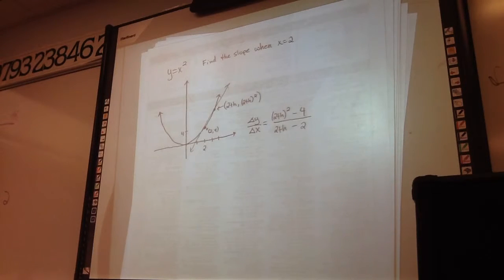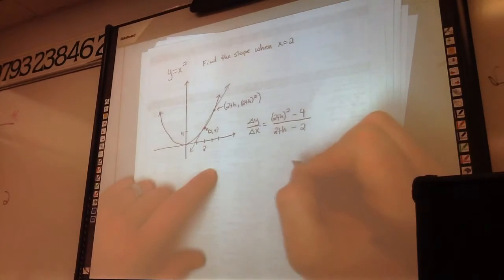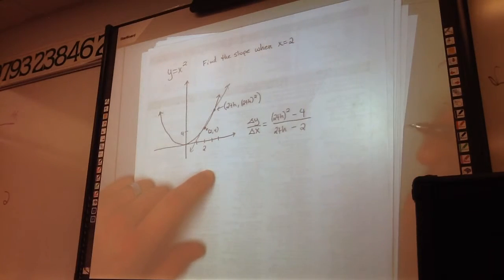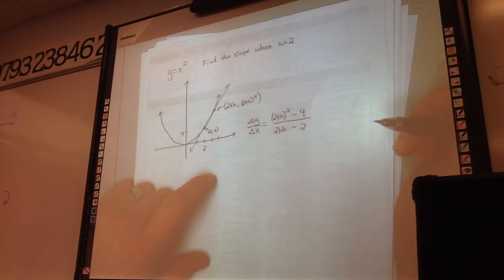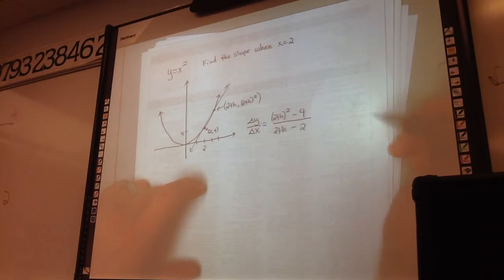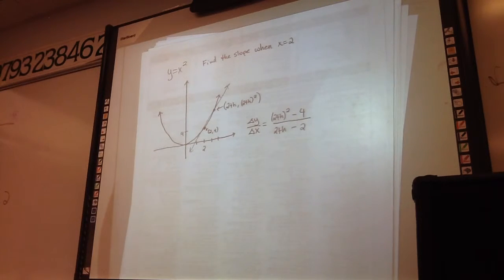So you end up with h squared plus 4h plus 4, minus 4, over 2 plus h minus 2. There's still more you can do: 4 minus 4 is 0 on the top, and 2 minus 2 is 0 on the bottom. Combine like terms, so you have 4h plus h squared on top and just h on the bottom. Factor the top, divide, your fraction will go away, and you'll have just h plus 4. There it is.